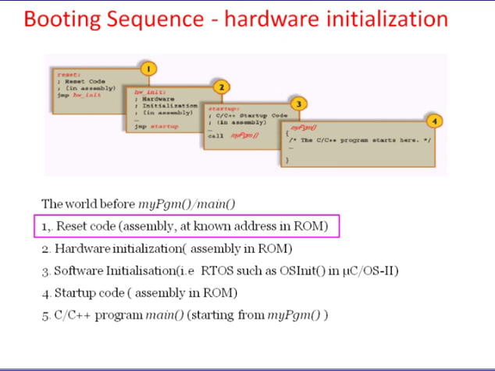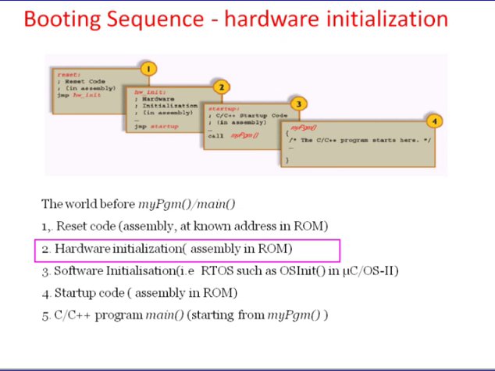The first instruction of the reset code must be placed at a specific memory location. This is called the reset address, that is specified in the processor data sheet. For example, the reset address for Intel 80188EB is FFFF0H. Most of the actual hardware initialization takes place in the second stage.